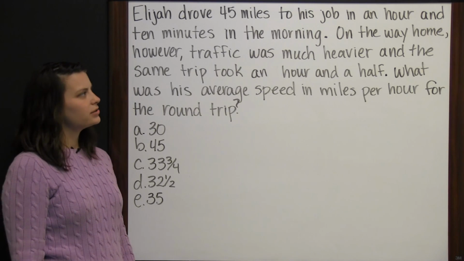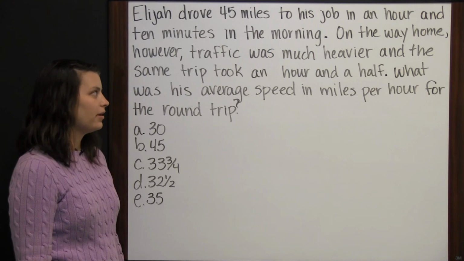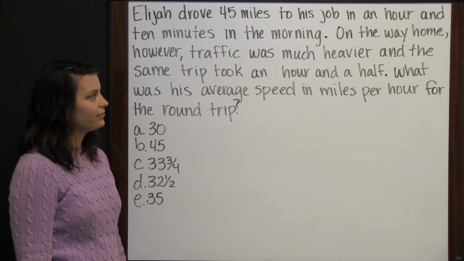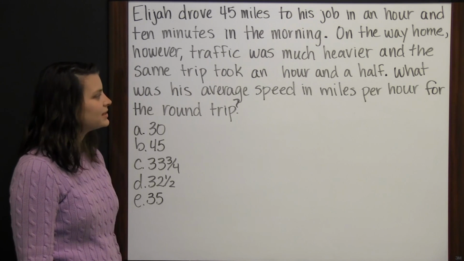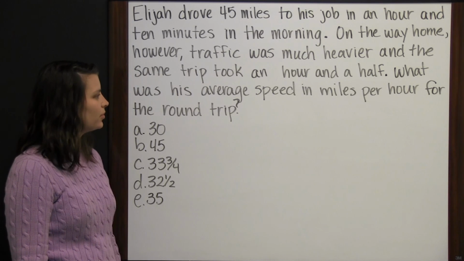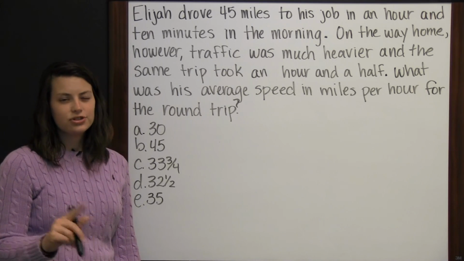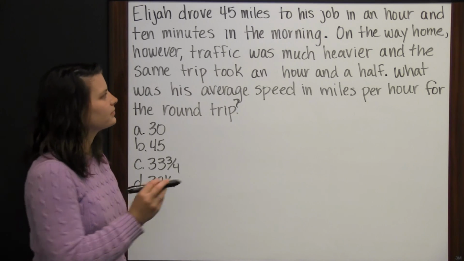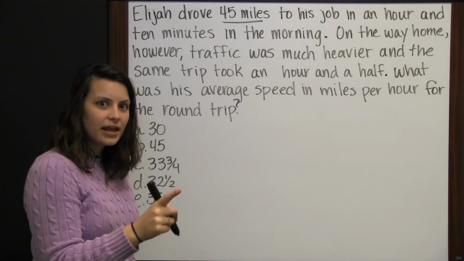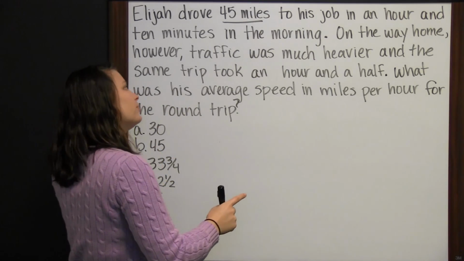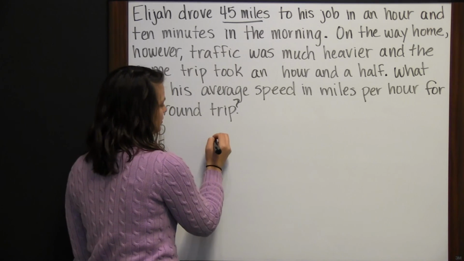Elijah drove 45 miles to his job in an hour and 10 minutes in the morning. On the way home, however, traffic was much heavier, and the same trip took an hour and a half. What was his average speed in miles per hour for the round trip? So first, let's determine just how far Elijah went. It was 45 miles to his job, and then he had to drive 45 miles back home. So he drove that 45 miles twice, or 90 miles.